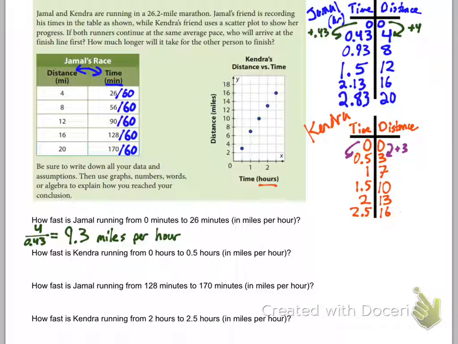Kendra, she's going from 0 to 0.5 hours. She's going 3 miles in 0.5 hours, so 3 divided by 0.5 is 6 miles per hour. Way slower. But hold on, we're not done yet because we need to measure how fast they're going later in the race.